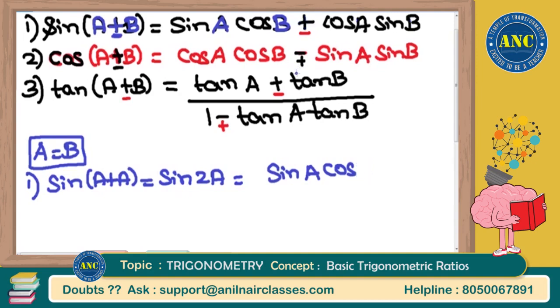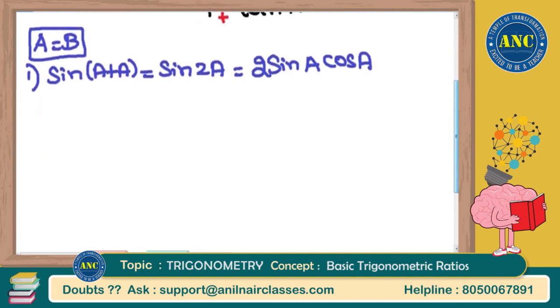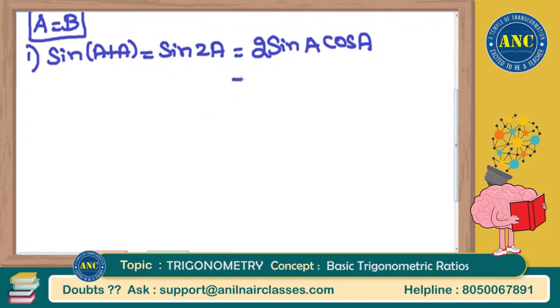That means can I say that sin A cos A is added 2 times, it is 2 sin A cos A, right? Sin 2A value is nothing but 2 sin A cos A. The same sin 2A in terms of tan can also be written as 2 tan A divided by 1 plus tan square A, right? 2 tan A divided by 1 plus tan square A.